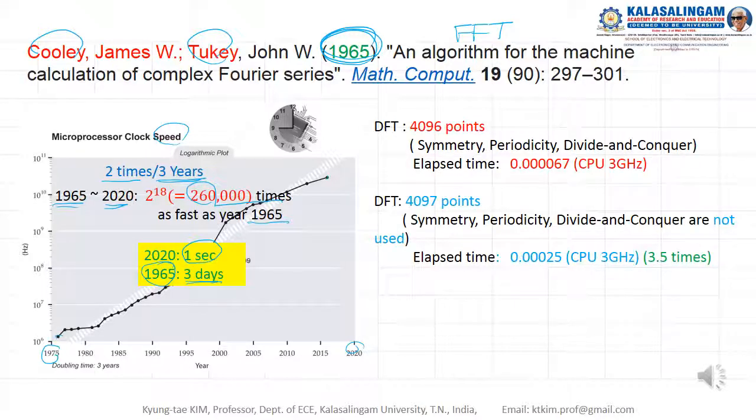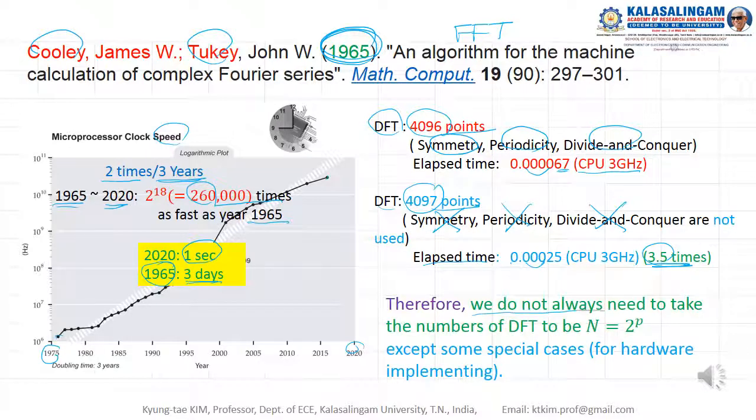Therefore, now here in the case of DFT with 4096 points, we can use symmetry, periodicity, and divide and conquer. The elapsed time on a 3 GHz CPU is 0.4067. But also for 4097 points, this means we cannot use symmetry, periodicity, or divide and conquer. But the elapsed time is just 3.5 times of this, 0.001. Okay? It is a very short time, you can do that.